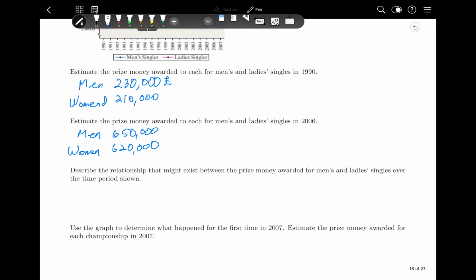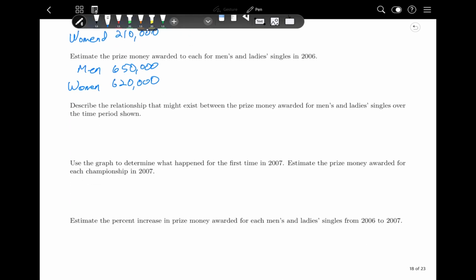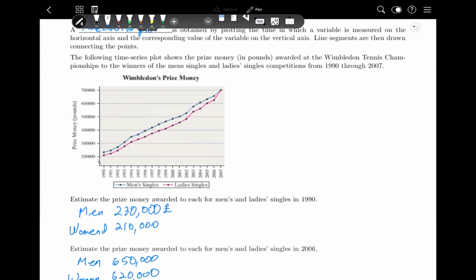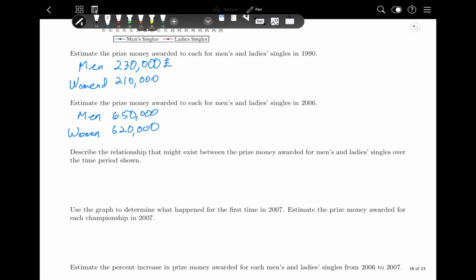So describe the relationship that might exist between the prize money awarded for men's and ladies' singles over the time period shown. Well, it looks like they're basically going up at the same rate, but the women started lower. That's how they're related. Use the graph to determine what happened for the first time in 2007. Well, their lines match up, so that means they got the same amount of prize money in 2007.